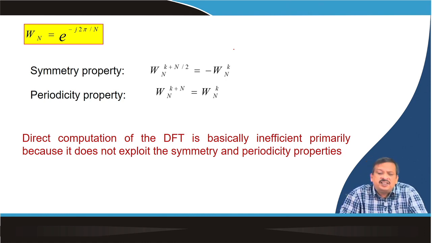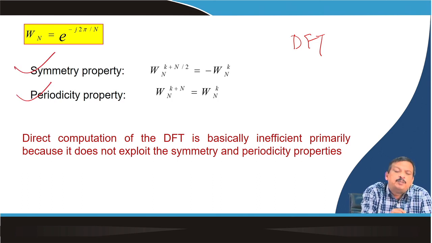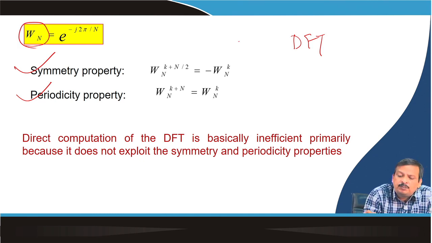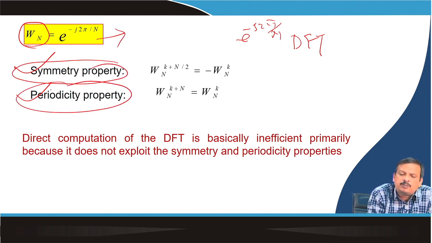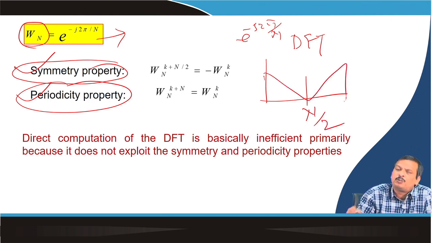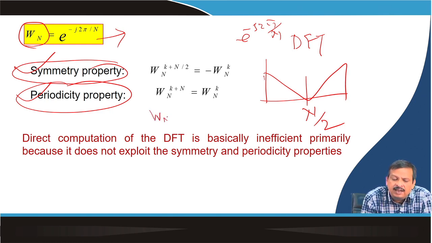You know, the discrete Fourier transform has two properties, the symmetry property and the periodicity property. So, if I say Wn is e to the power minus j 2 pi by n, that has two properties, symmetry property and periodicity property. Symmetry property: at n by 2, the discrete Fourier transform spectrum is symmetric. So, I can say Wn to the power k plus n by 2 is equal to nothing but minus Wn to the power k.